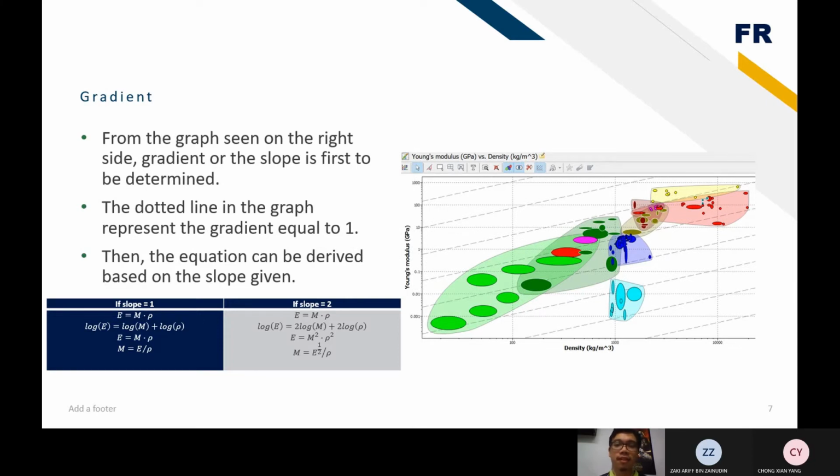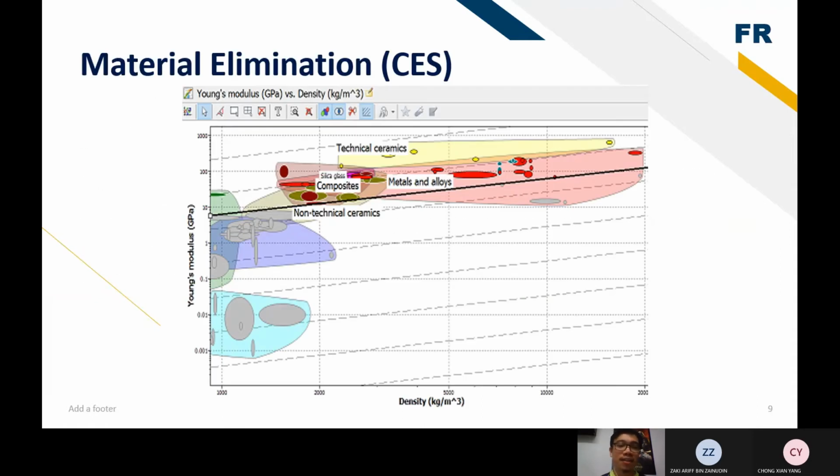From the graph seen on the right side, the gradient or the slope is the first step to be determined. The dotted line in the graph represents a gradient equal to 1. Then the equation can be derived based on the slope given. Here, if the slope is equal to 1, the material index is M equal to E over rho. But if the gradient is equal to 2, M will be equal to the square root of E divided by rho.